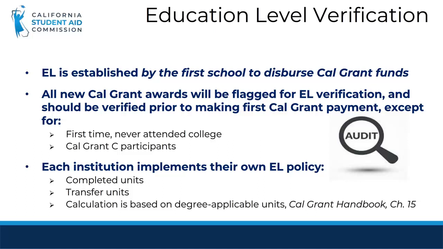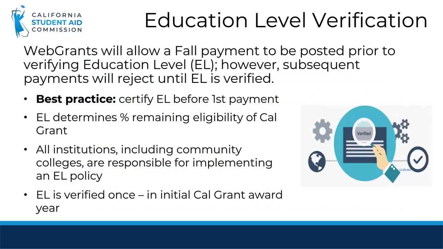Institutions must calculate both completed units of new Cal Grant students as well as transferred units in accordance with their EL policy to determine the accurate education level. Something to keep in mind is that WebGrants will allow a fall payment to be posted prior to verifying education level. However, it is best practice to verify before paying the student.